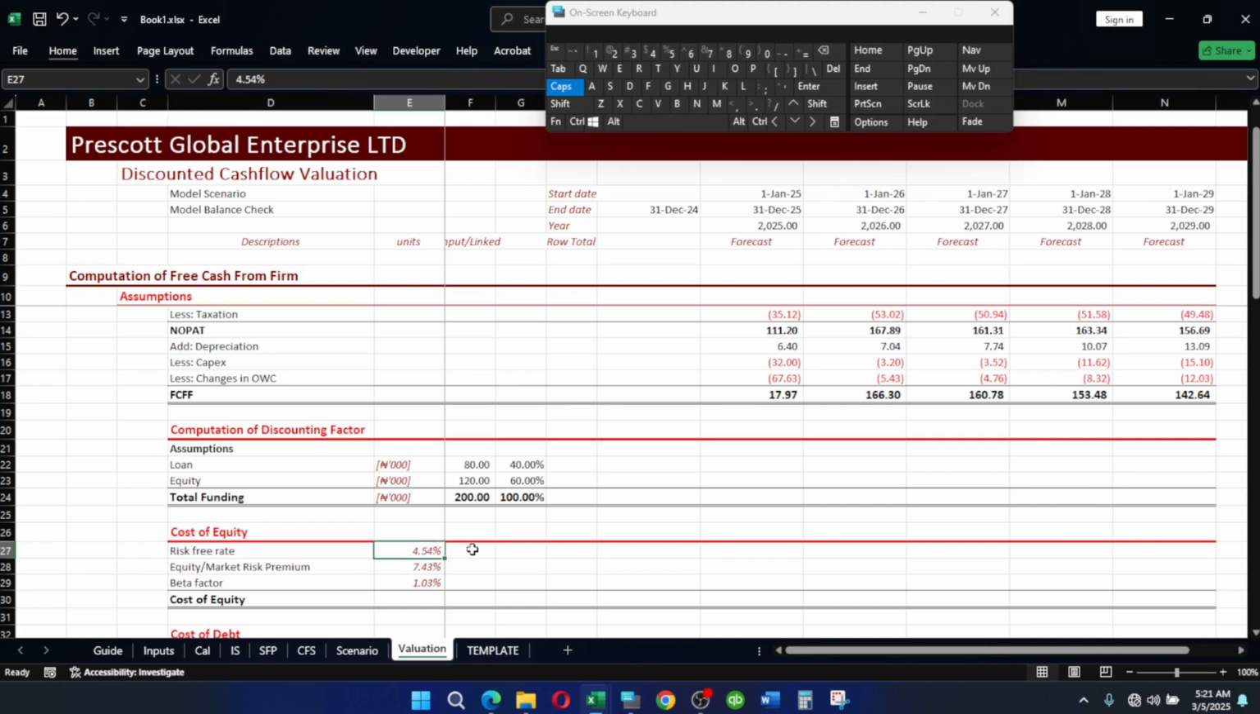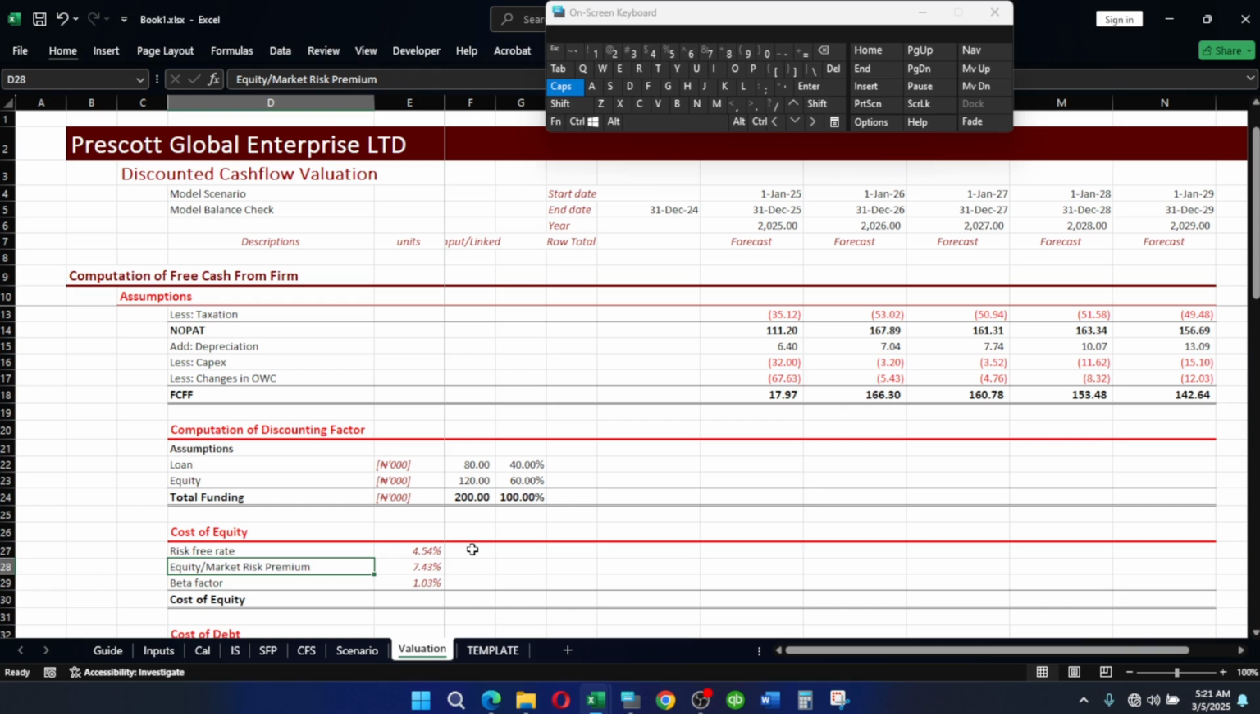So the risk-free rate is the foundation of all investment decisions. It helps investors and businesses compare risks and returns, making it a key factor in finance and valuation, right? So the next one we are going to talk about is the market risk premium. The market risk premium, or the equity risk premium, is the same thing. That's why I put the slash there.